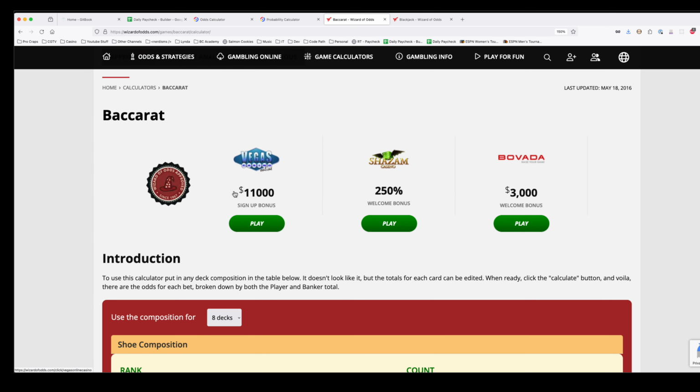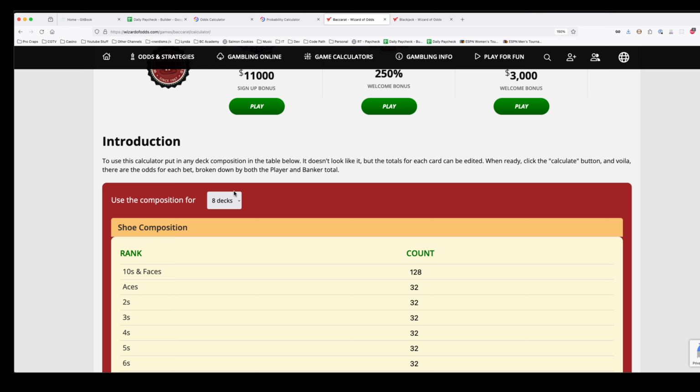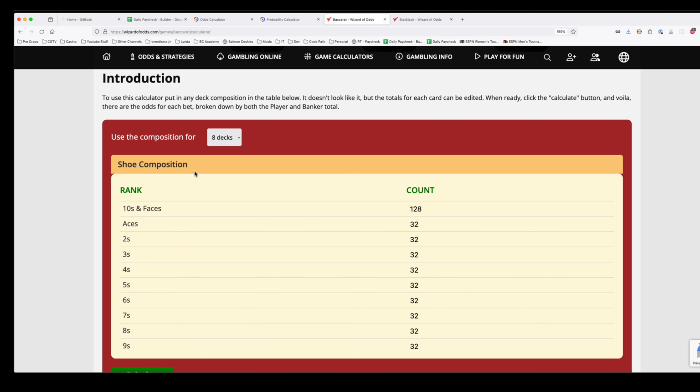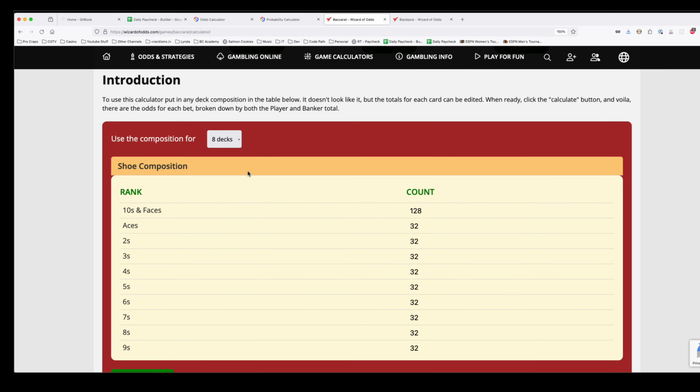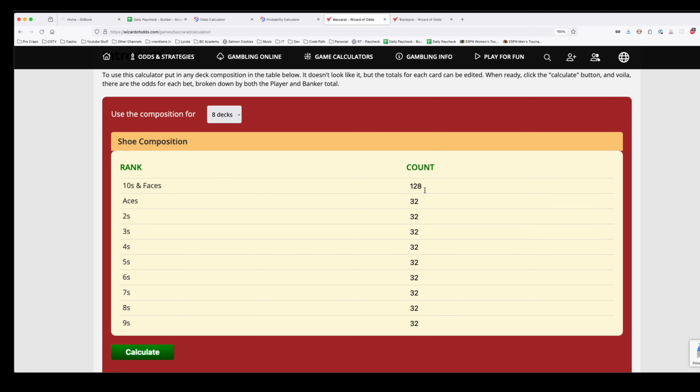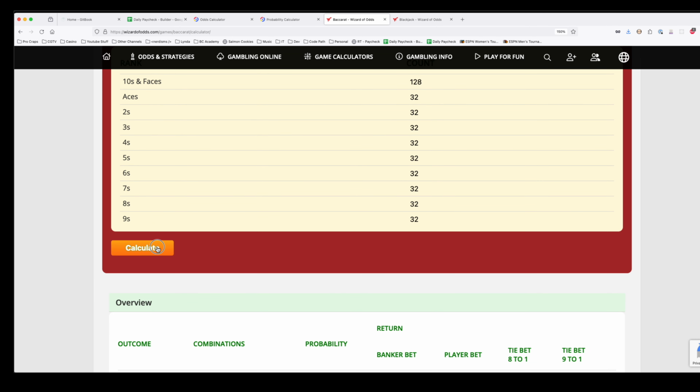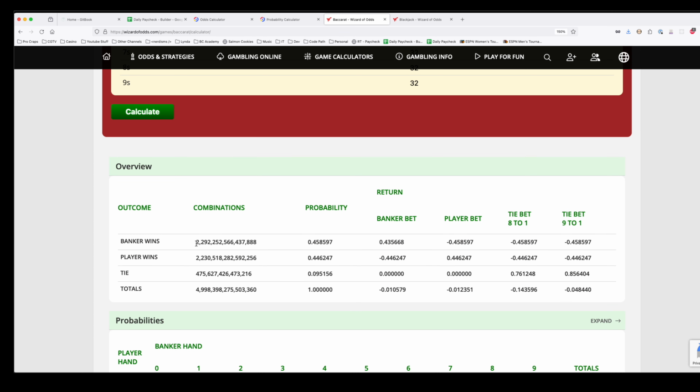And this is the Baccarat calculator, which is really cool. You can take this thing and say, look, for a fresh 8-deck shoe. Here's the card counts, by the way, for an 8-deck shoe. You calculate what's going on. Here it is. There's 2.2 quadrillion ways the banker can win, 2.3 quadrillion ways the player can win. Okay. The banker's got a higher probability to win. That's why math guys will tell you just bet banker all the time. That's the reason why, because the combinations are in their favor.